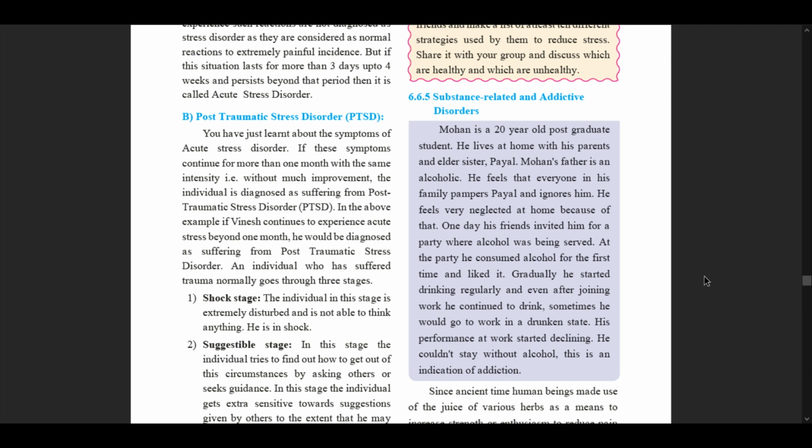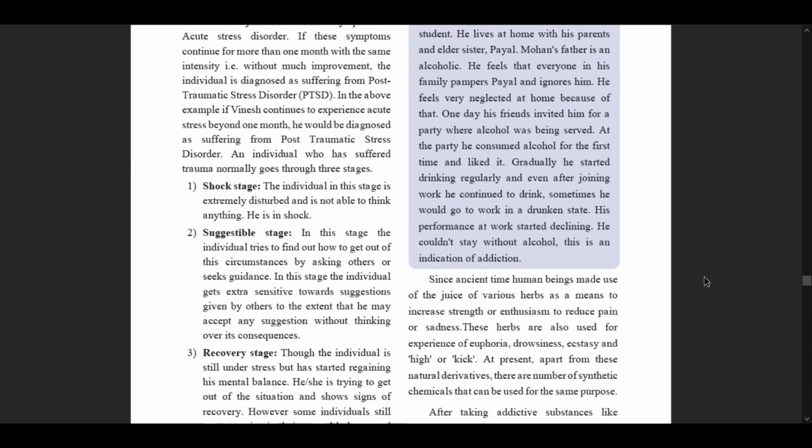An individual who has suffered trauma normally goes through 3 stages. As given to us, the first stage is the shock stage, the second stage is the suggestible stage, and the third stage is the recovery stage. Firstly, we'll understand what the shock stage is. The individual in this stage is extremely disturbed and is not able to think anything. He is in shock. As you can see, the individual is not able to rehabilitate himself or herself out of the situation. You can see how Vinesh is thoroughly affected by what had happened to the few dancers. So he's currently in the shock stage.